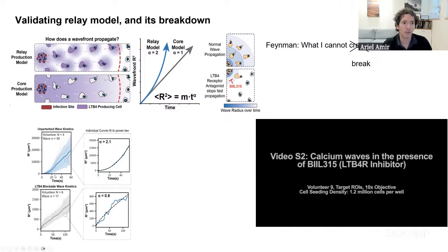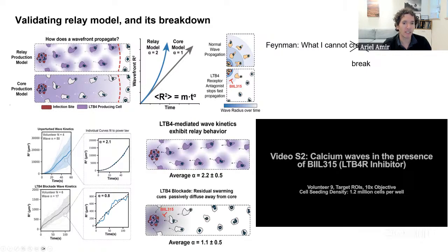And so this is how it looks in a particular experiment. If you take blood from a donor, you get an exponent very close to 2. If you add the drug, you get an exponent that becomes much smaller and close to 1. If you average over many experiments, we find that an exponent of 2.2 becomes an exponent of 1.1. Very consistent with a relay being destroyed.